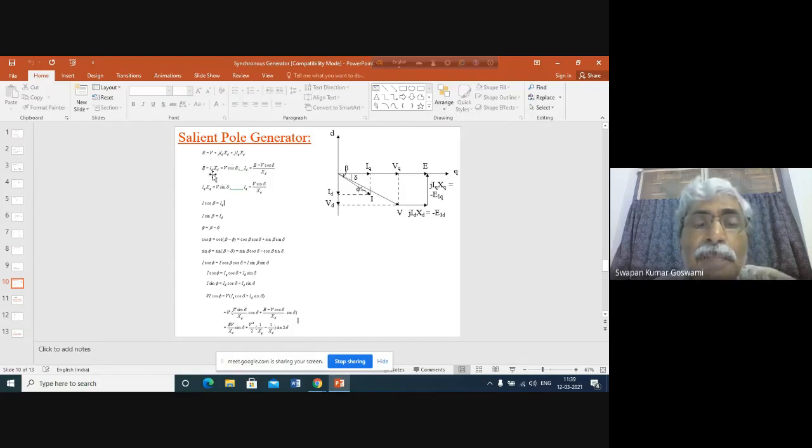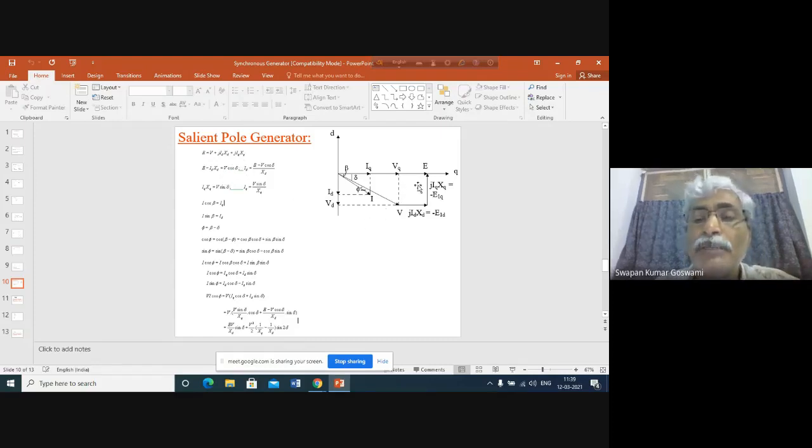Now, if you consider the magnitude only, how much is the magnitude of E? This magnitude minus this magnitude, ID XD. What is that? This is equal to this VQ. We have shown that this quadrature axis component of V is VQ. So what is VQ? VQ is V cosine delta. So V cosine delta is equal to this E minus this length, means ID into XD.